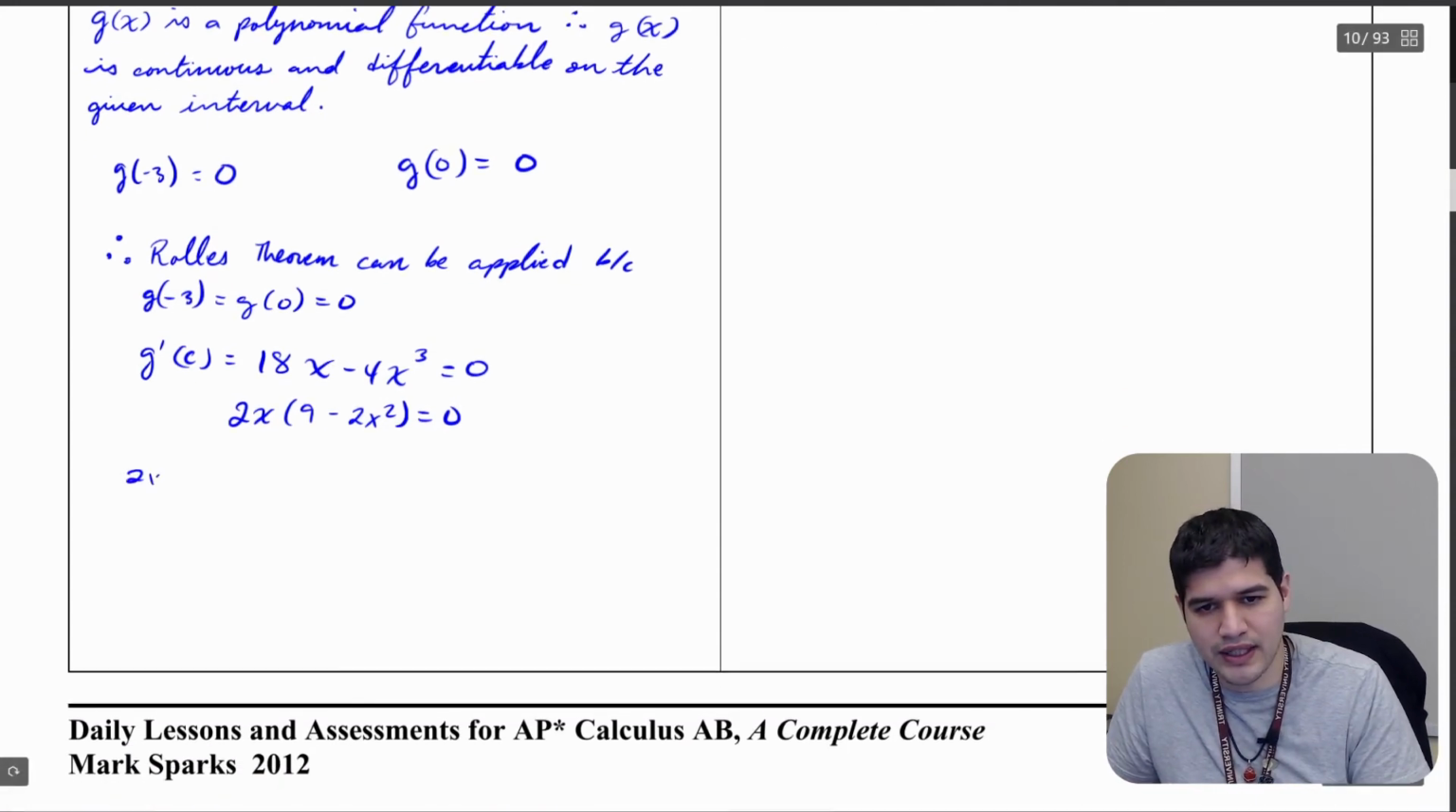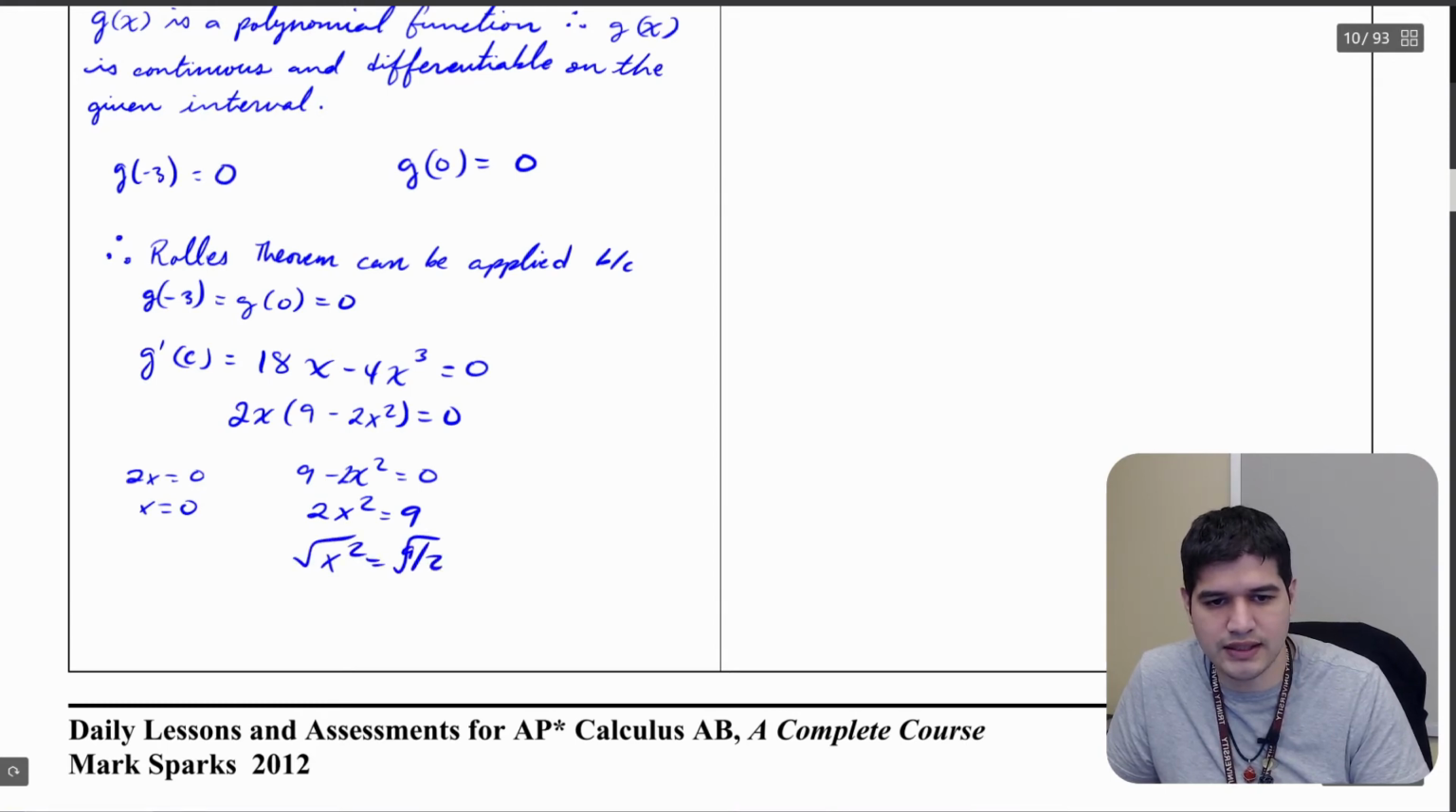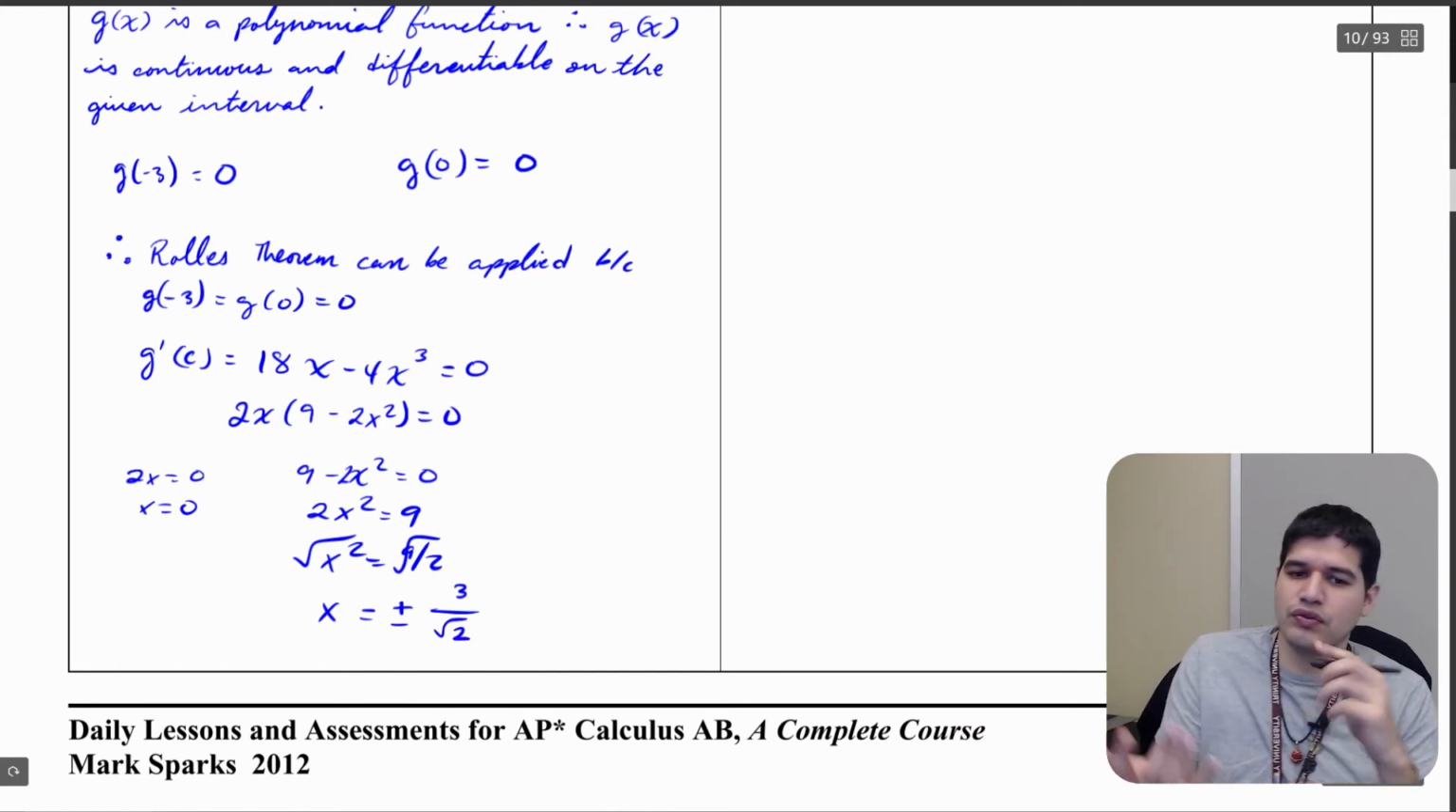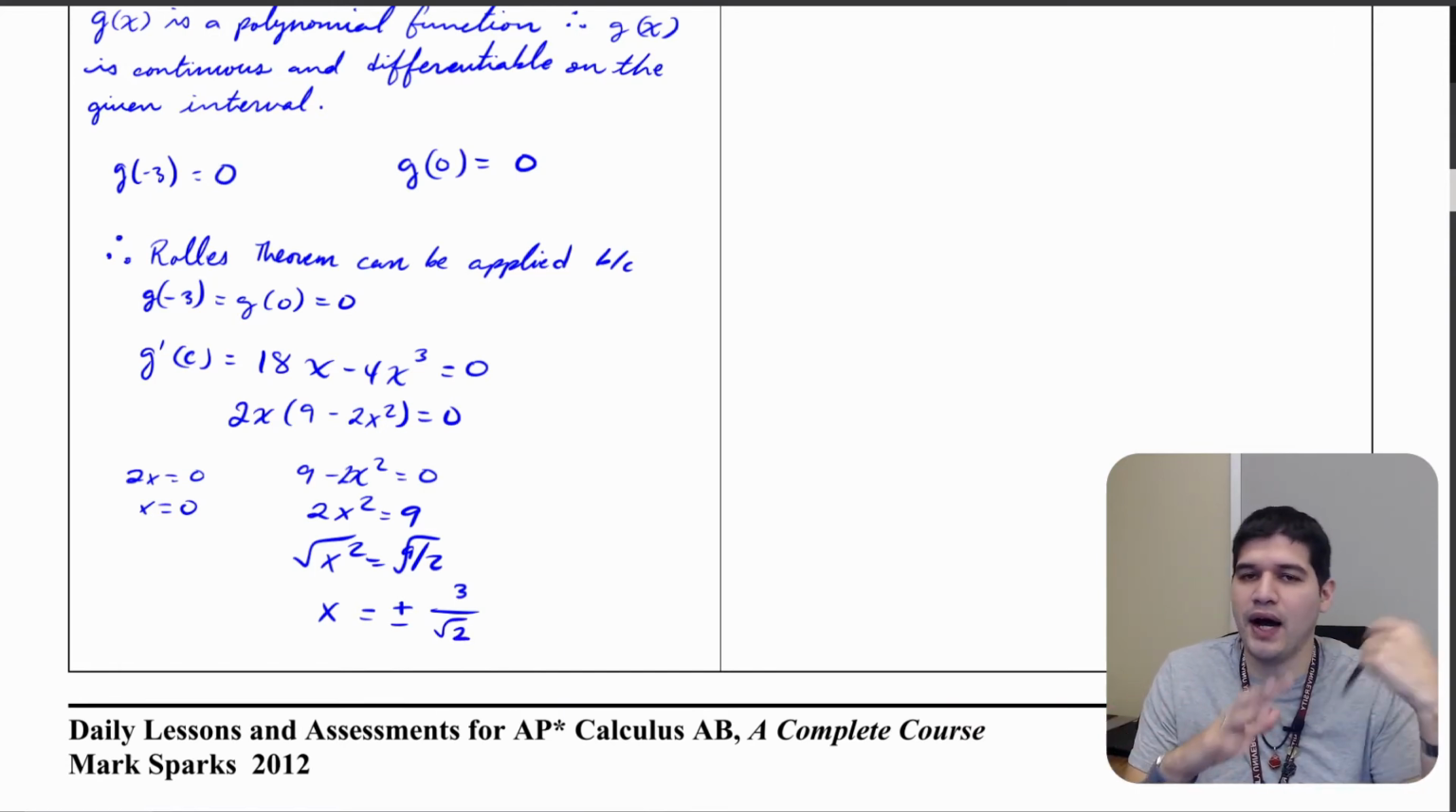So I get 2x equals 0, x equals 0, and then 9 minus 2x squared equals 0. So I'll get 2x squared equals 9. x squared equals 9 halves. Take the square root of both sides. And so we're going to get x equals the positive or negative square root of 9, which is 3, over the square root of 2. So we have 3 x values. We get 0, and we have positive and negative 3 over square root of 2.